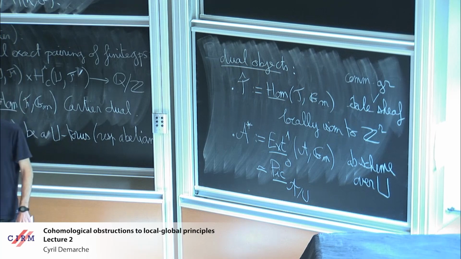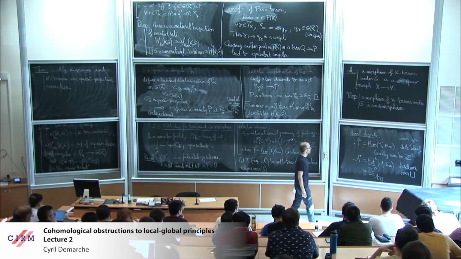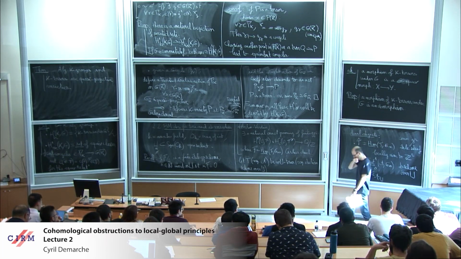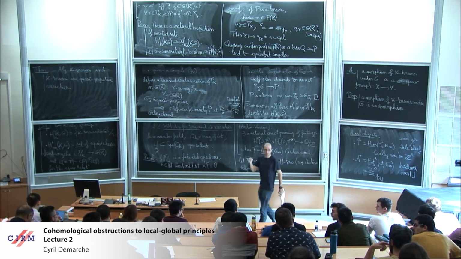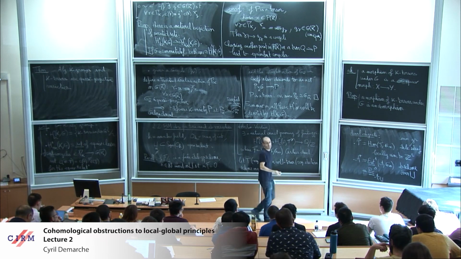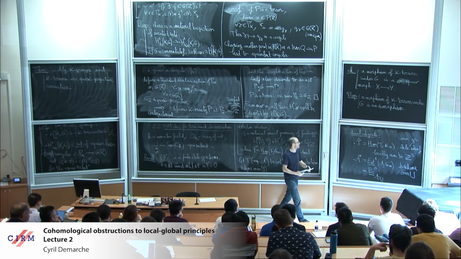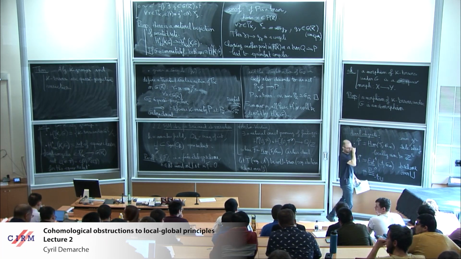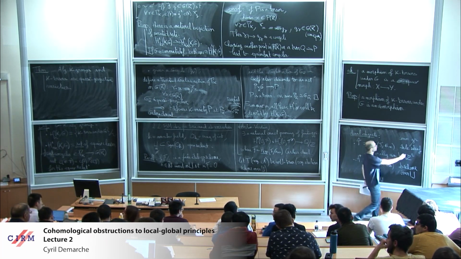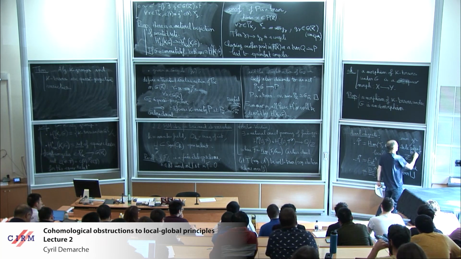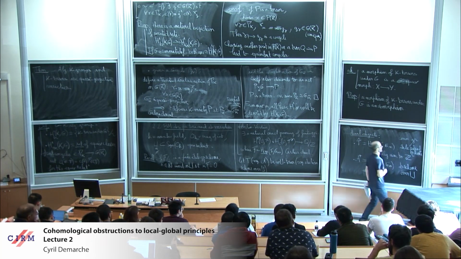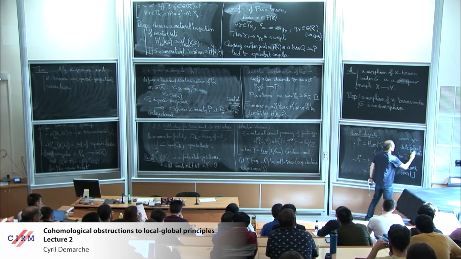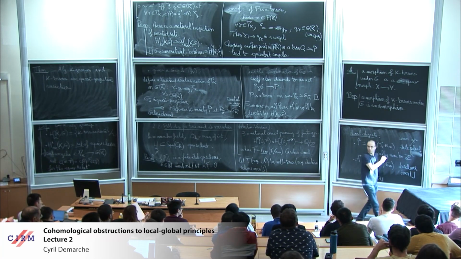Is the hat always representable? Yes, it's representable by a group scheme, but it's not of finite type, so it is not an algebraic group. I could put scheme here. Well, instead of étale sheaf, I could put scheme.